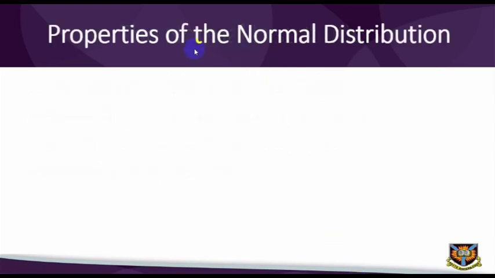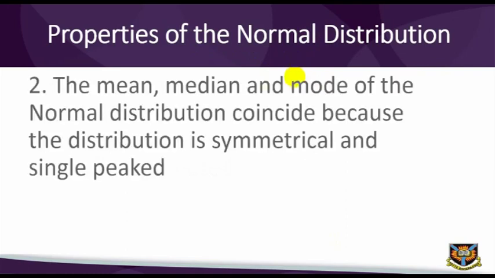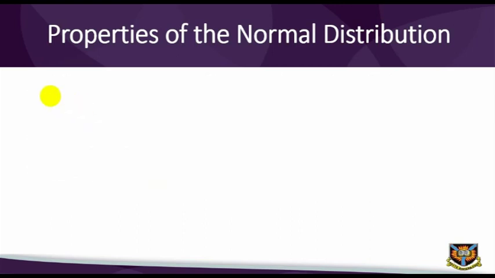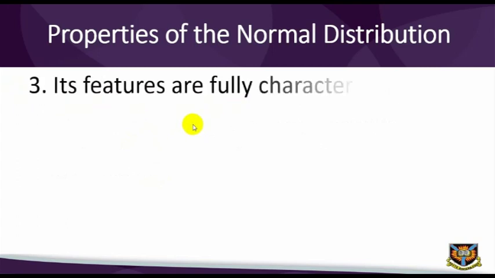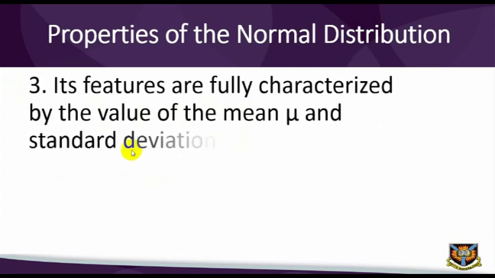Properties of the normal distribution. 1. The curve of a normal distribution is bell-shaped. 2. The mean, median, and mode of the normal distribution coincide because the distribution is symmetrical and single-peaked. Most of the observations are clustered around the mean with few items in the extremes. 3. Its features are fully characterized by the value of the mean and standard deviation.